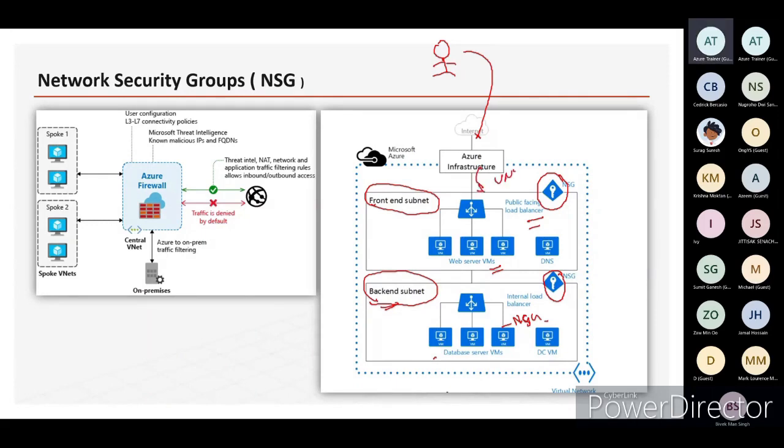Now at the VNet level, in the subnet level, it will check whether this packet, RDP, is allowed. The NSG has a set of rules. If this is allowed, it will pass to the next stage. If it is not allowed, it will say, sorry boss, this is not allowed. Now it will come here, verify this NSG, and connect to this VM.